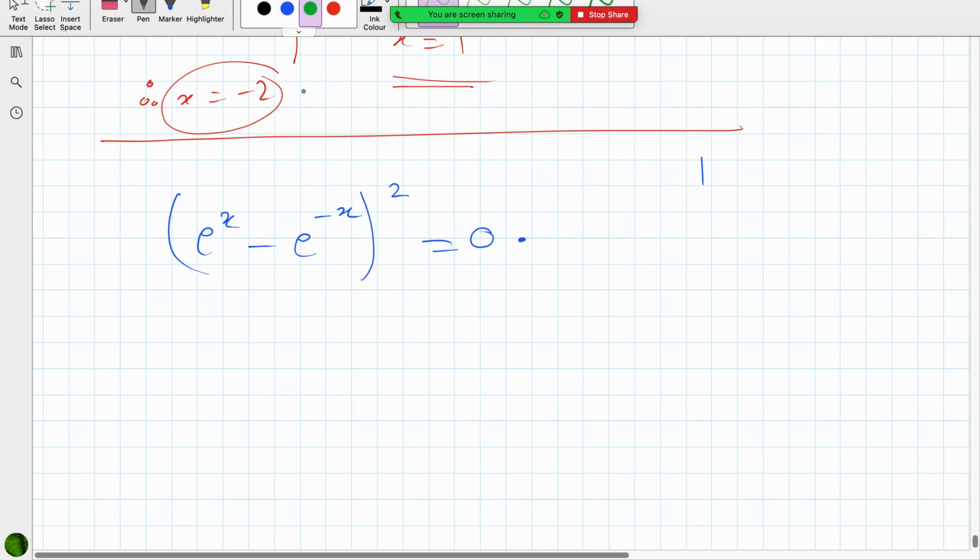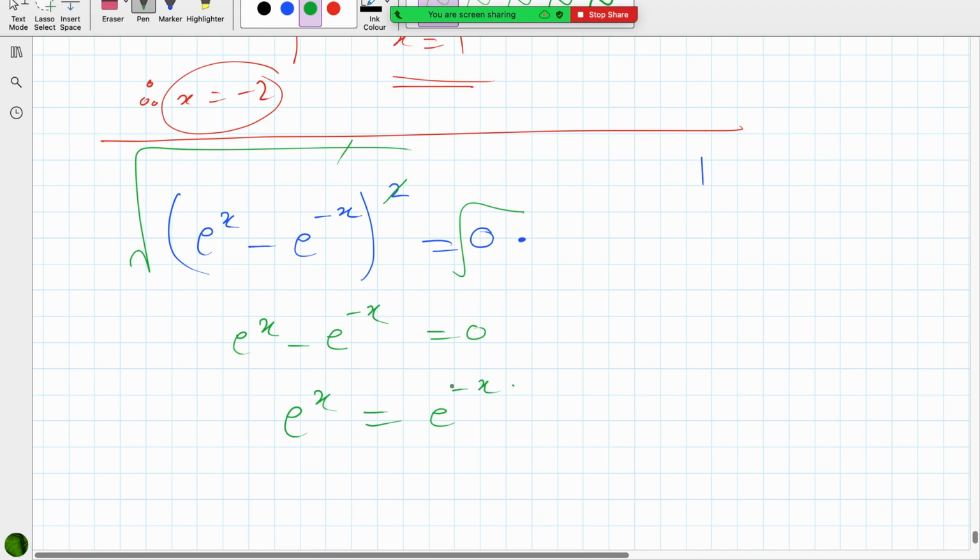Okay, now if this is the question, I'm going for square root on both sides. So I can write e raised to power x. Yes, e raised to power x is equal to e raised to power minus x.